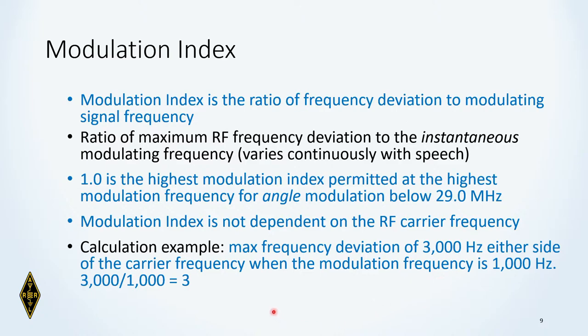And here's another calculation example. Now the words are different, but the approach is exactly the same. Maximum frequency deviation, 3,000 hertz either side of carrier, when the modulation frequency is 1,000 hertz, just 3,000 divided by 1,000 equals 3. So that wouldn't be a legal combination below 29 megahertz.